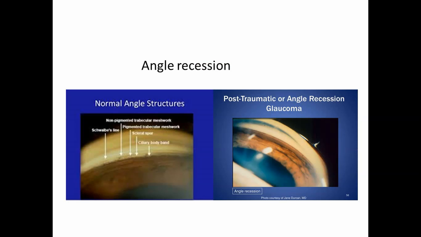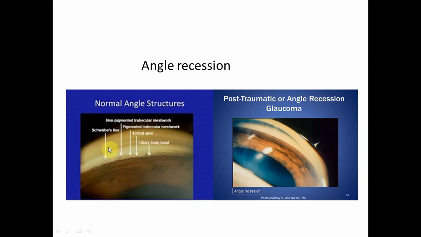Next is angle recession. So what exactly is angle recession? Angle recession is basically a tear between the longitudinal and circular muscle fibers of the ciliary body. How do we diagnose this? Usually when we do a slit lamp examination, the anterior chamber will be a little deep and there will be widening of the ciliary body band, which we see on gonioscopy.